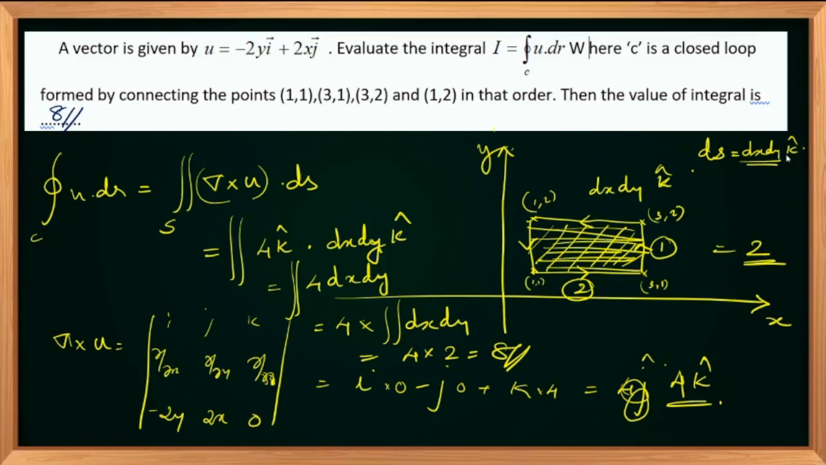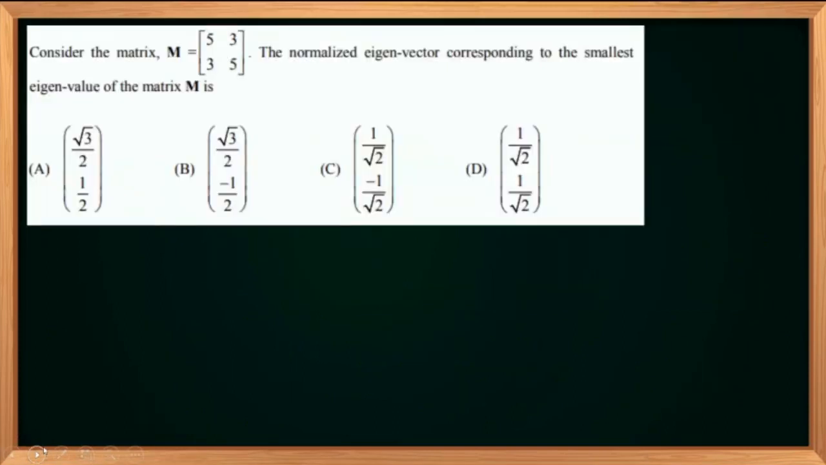Clear, right? Okay, I'm moving forward to the next question. Consider the matrix M = [5, 3; 3, 5]. The normalized eigenvector corresponding to the smallest eigenvalue of the matrix M is. These are all direct questions, and you can easily give the answer. Option C is the correct answer. But if you want to do it quickly, I'll give you a method to evaluate the quicker version.